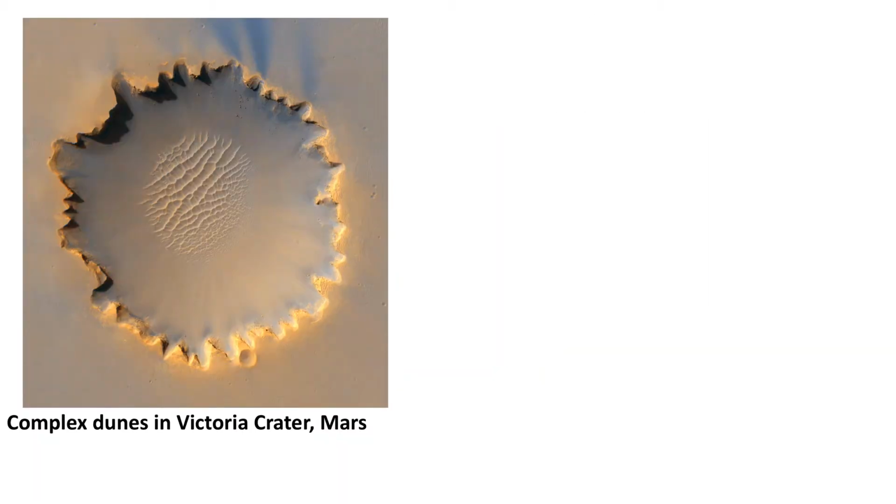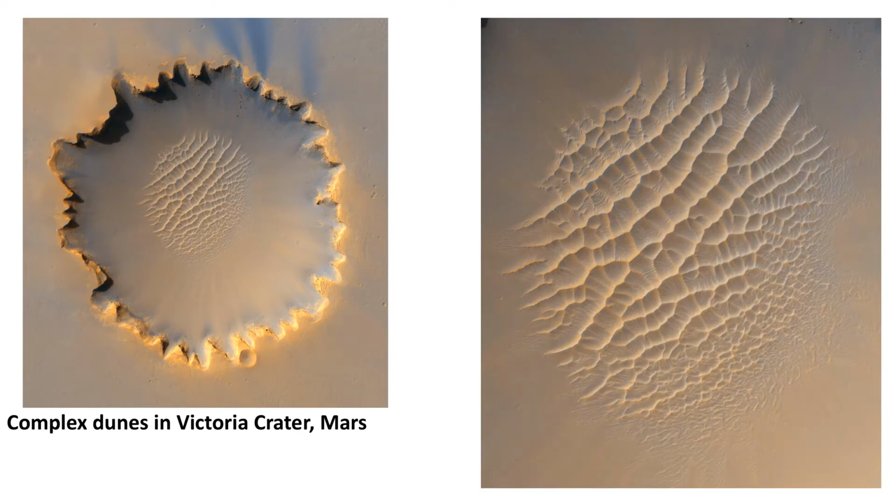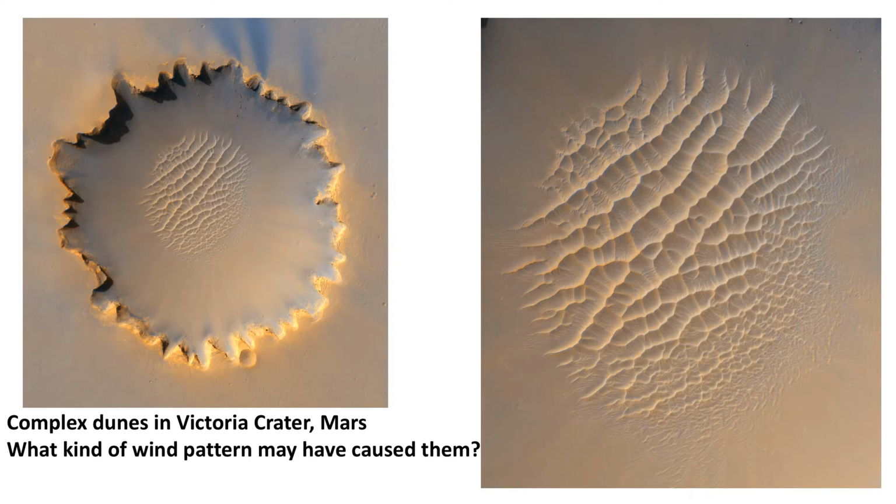These are some complex dunes, maybe kind of network dunes, in Victoria Crater on Mars. And you might remember this as a place that Opportunity rover explored in some detail and sort of ducked down into this crater a little bit. And this is a close-up of those gorgeous dunes in the middle of it. And you can see they're just amazing shapes in there. So what kind of wind pattern might have caused these?